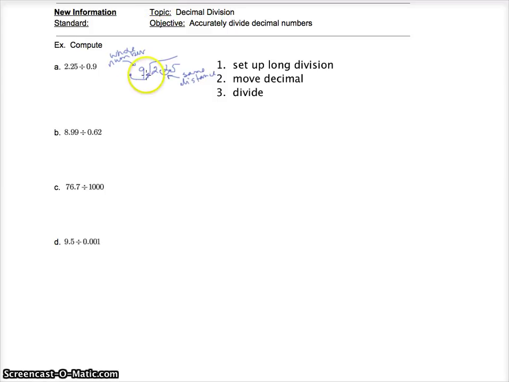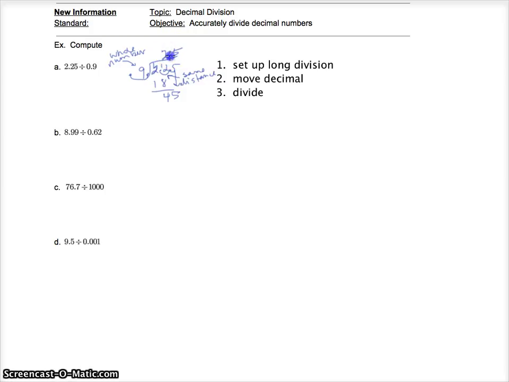Now I can start dividing. I'll put my decimal up top, that way I know where it's at. So I have 9 divided by 22. 9 goes into 22 twice for a total of 18. Borrow here, 12 minus 8 is 4. Drop my 5. I get 45. 9 goes into 45 5 times. And that's my answer, 2.5.